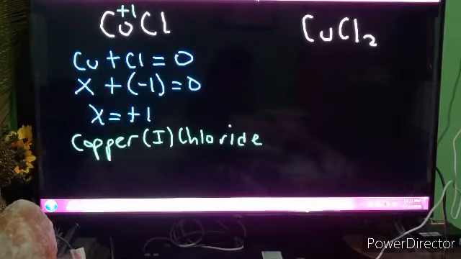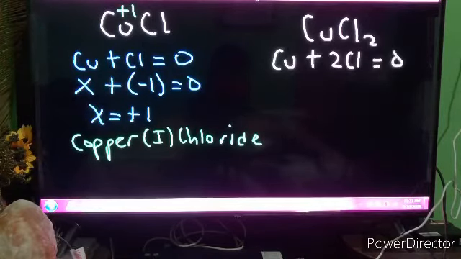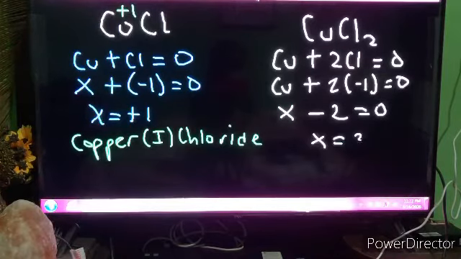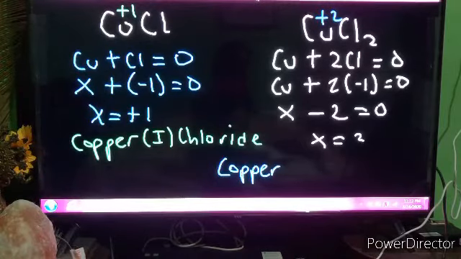Okay, let's look at this example over here. We have Cu plus 2Cl. We're going to set it equal to 0. And we're going to plug in a -1 for Cl. So x minus 2 is equal to 0, so x is equal to 2. So copper has a +2 charge. So then for this example, it's copper 2 chloride.